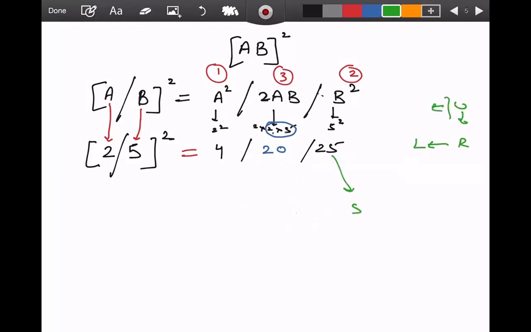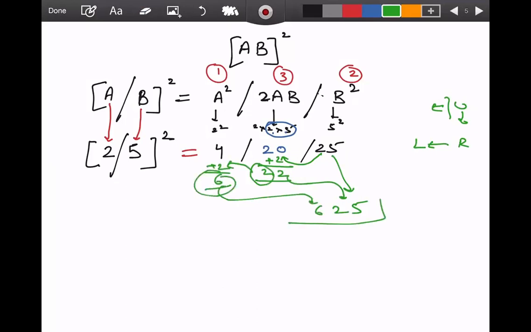So 5 comes down, 2 goes to the left side, and do it in your mind. Don't always write it like this. For now you can write it and later we'll avoid writing. So 2 left, with 2 plus 2 gives us 6. Whatever is left comes down. This will give us 625. I'll take another number now.